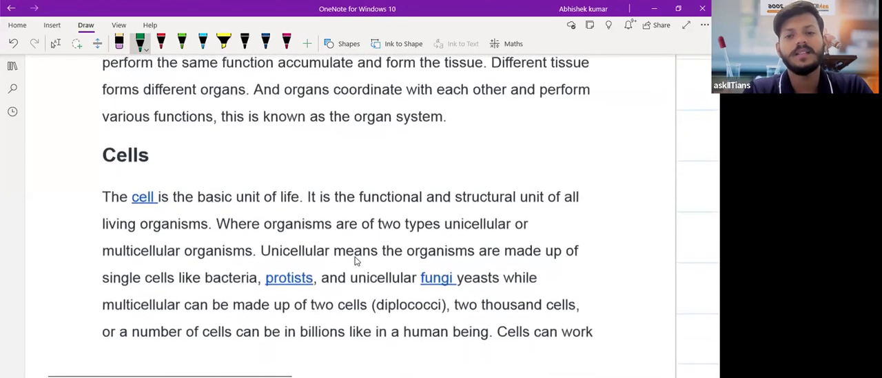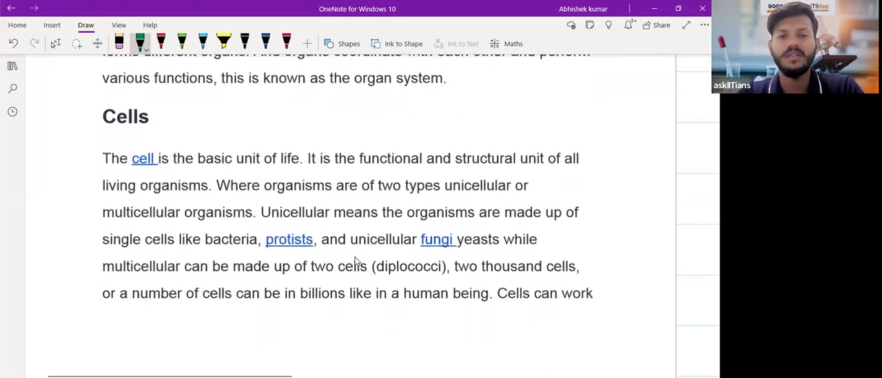So what do you mean by cell? Cell is the basic unit of life, and it is the functional and structural unit of all living organisms. All living organisms, not only human beings. I'm talking about all, from the smallest to the largest. You know what the smallest living organism is? It's Mycoplasma.